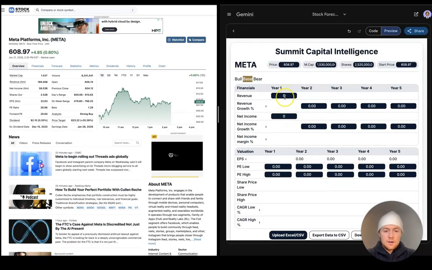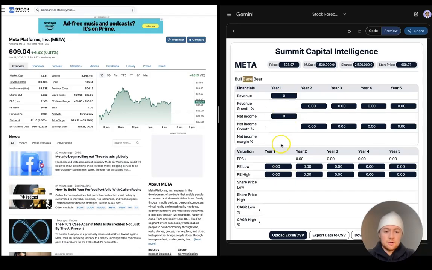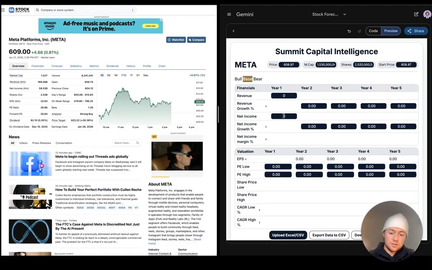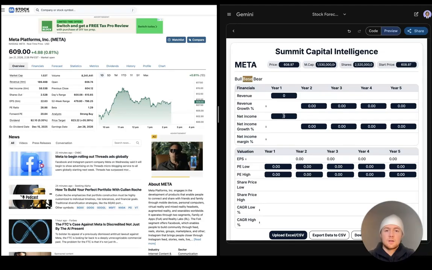So we've got year 1 revenue, net income, PE low and high. These will spit out the net income margin. You would just do net income divided by revenue. If you have $1,000 of revenue and $100 of net income, meaning for every $1,000 you make in sales, $100 goes straight to the bottom line in cash after all your taxes, expenses, and interest, that would give you a 10% net income margin.